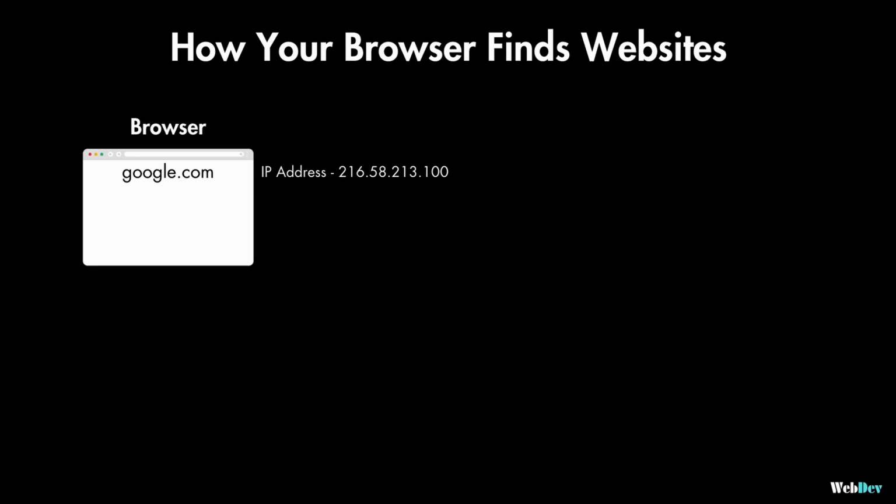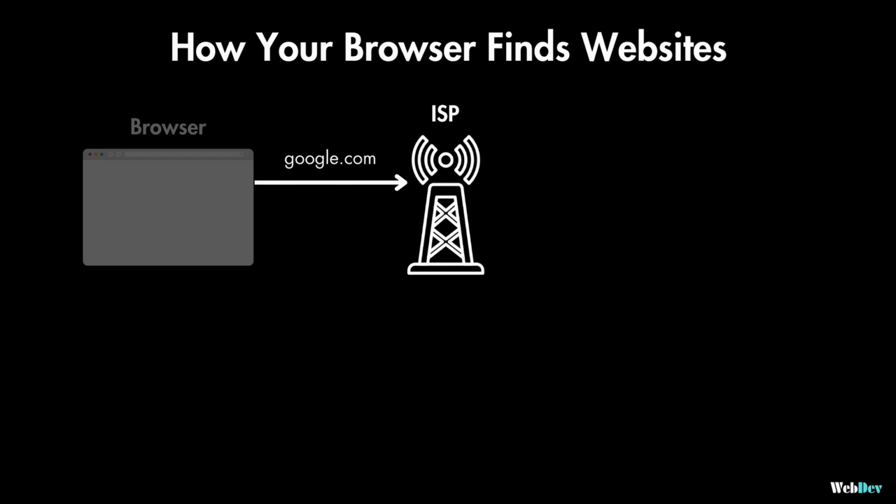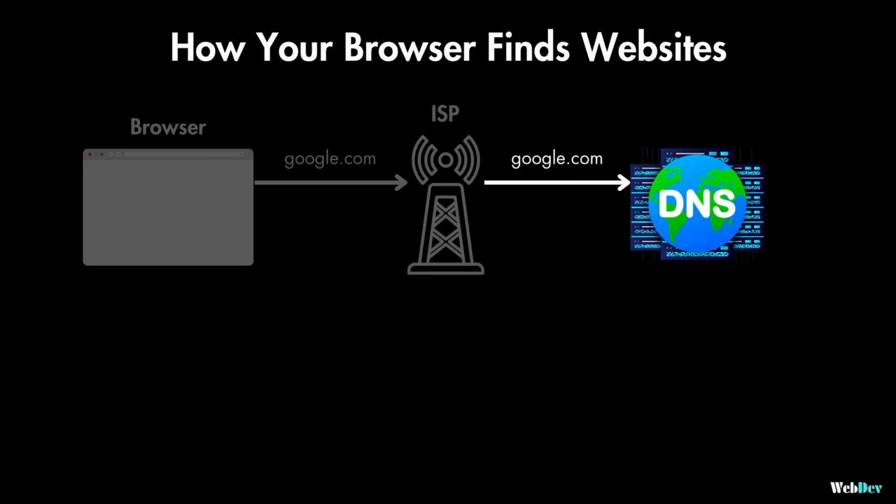So the browser doesn't directly go to google.com. Instead, it makes a request to the ISP and asks for the IP address of this website. ISP is your internet service provider. This is different in every country, and each country has multiple ISP providers. It's the company that provides you with the internet. But the ISP also doesn't know where google.com is, so it reaches out to the domain name system to find out the IP address of this website.